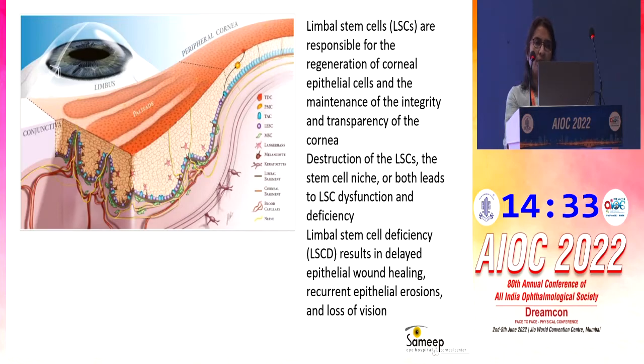We all know that limbal stem cells are responsible for the regeneration of the corneal epithelium and maintenance of the integrity and transparency of the cornea. Destruction of these limbal stem cells and the stem cell niche, or both, leads to limbal stem cell dysfunction and deficiency. Limbal stem cell deficiency in itself results in delayed epithelial wound healing, recurrent epithelial erosions, and loss of vision.